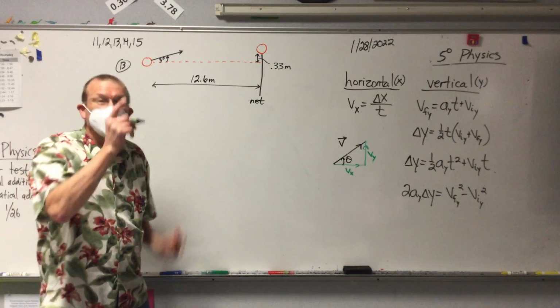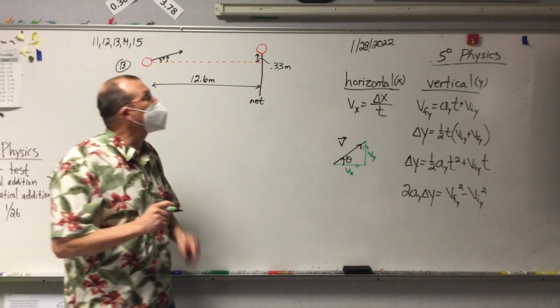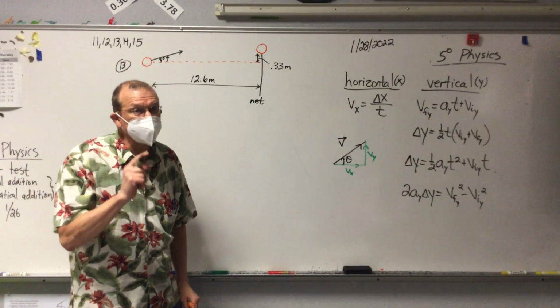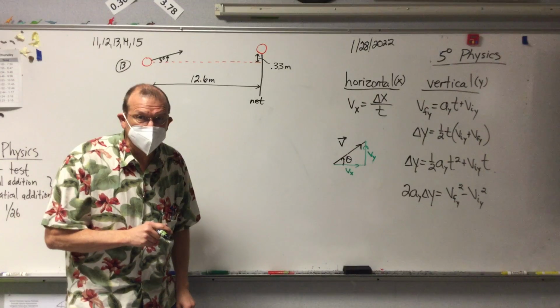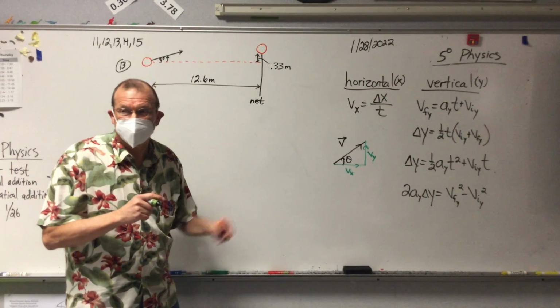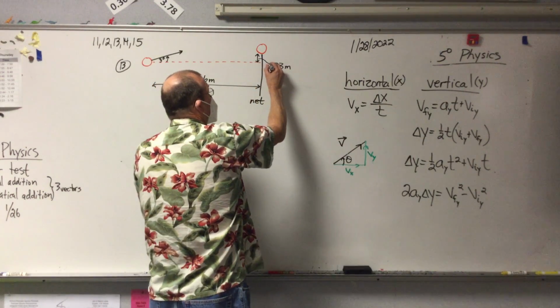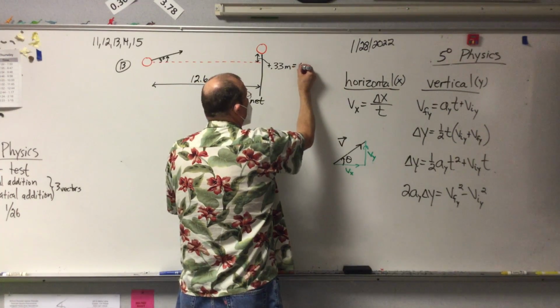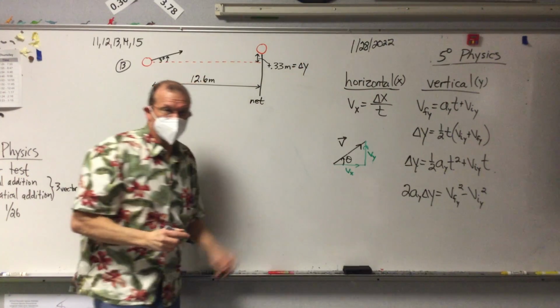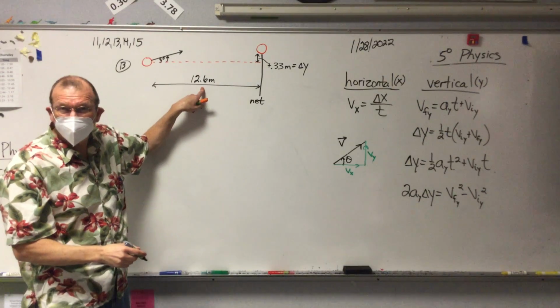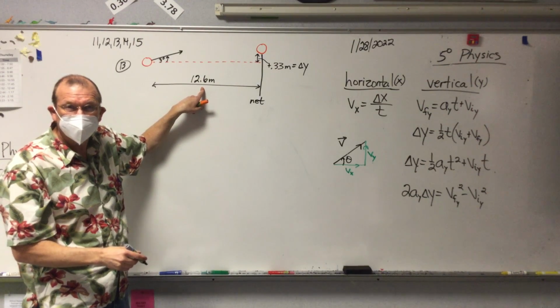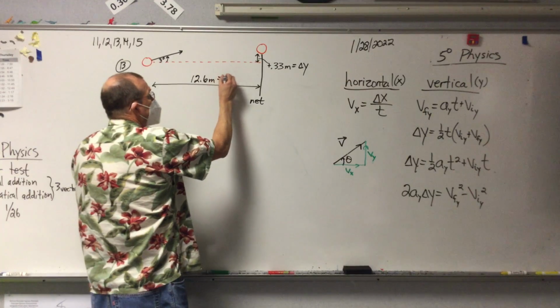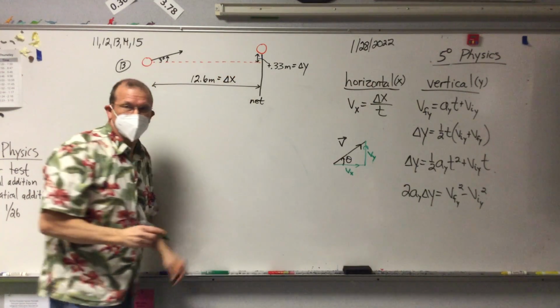Delta y. It is a delta y. And if I got really picky and said, what sign do you need to be sure that it has? Positive, because it's going up. So if we got really explicit here, we would make certain that that's positive, and we know that is delta y. What's this thing here? 12.6? Delta x. This is delta x. Okay?